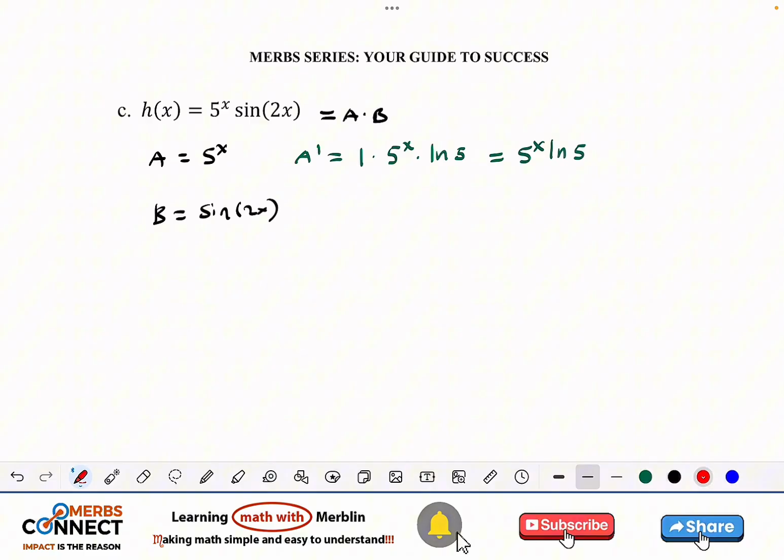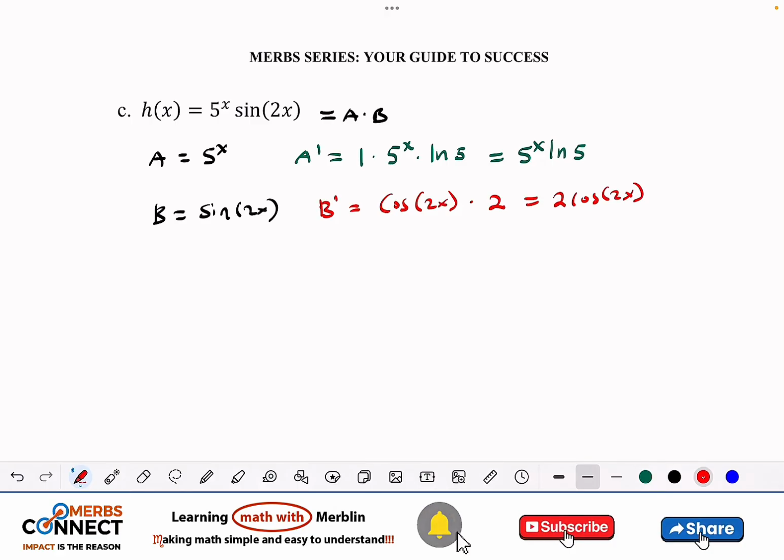Then let's look at b prime. Now b prime, this one we need to use the idea from the previous video, right? So this one we need to use the chain rule. So first the derivative will hit the sine, giving us cos of 2x times, then we differentiate what is inside, and then we are going to have 2. So this is going to give us 2 cos 2x.